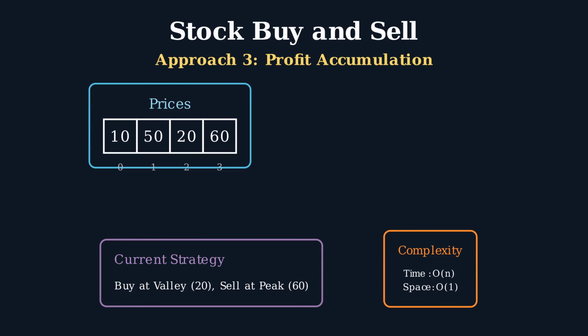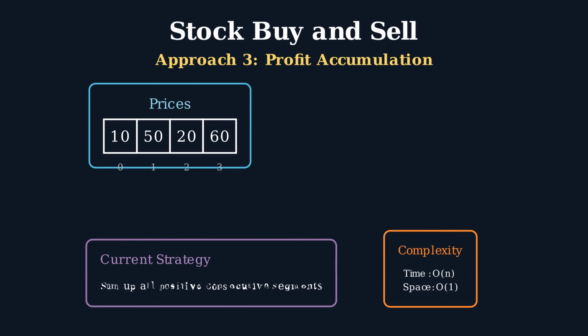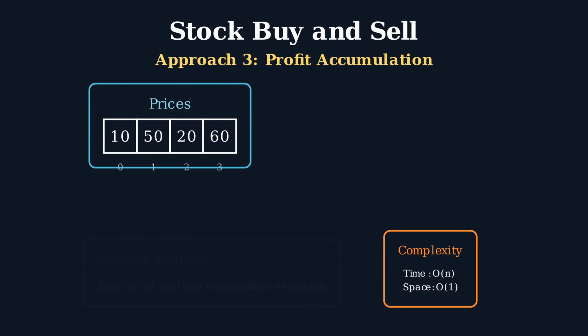Think about it this way: buying at 10 and selling at 50 yields 40. But that is mathematically identical to buying at 10, selling at an intermediate point, buying back instantly, and selling at 50. Therefore, if we simply grab every single positive price jump between adjacent days, the total summation perfectly aggregates into the absolute peak-valley maximum profit. This means we don't need to look ahead or hunt for peaks. We just scan from left to right once.